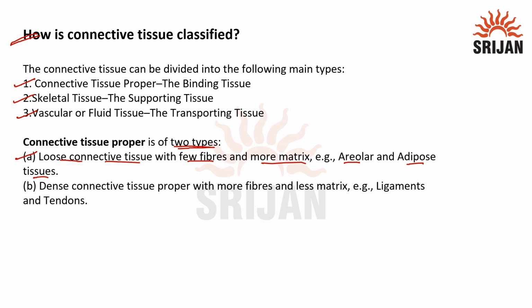The another connective tissue proper that we have is the dense connective tissue, and this dense connective tissue is going to have more amount of fibers and less amount of matrix, and the examples of dense connective tissue are going to be the ligaments and the tendons.